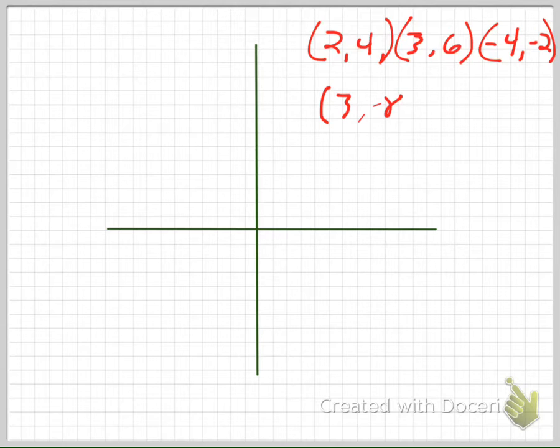2, 4 is right there. 3, 6. 3, 6 is right there. -4, -2 is right here. And then 3, -8. 3, 1, 2, 3, 4, 5, 6, 7, 8. 3, -8. There is our 4 points. Agreed? This is another way of illustrating our relation, right?